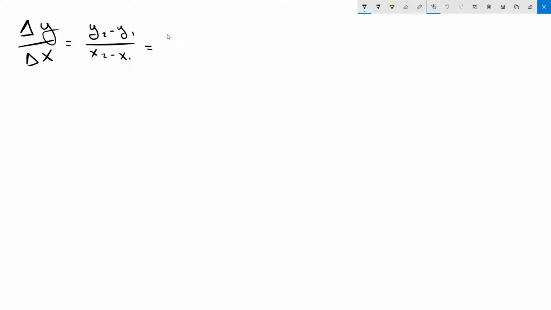A lot of different times you could represent it as something else. So you could write it as your difference in y over your difference in x. What I mean by that is you're just subtracting points. So let's go over an example.